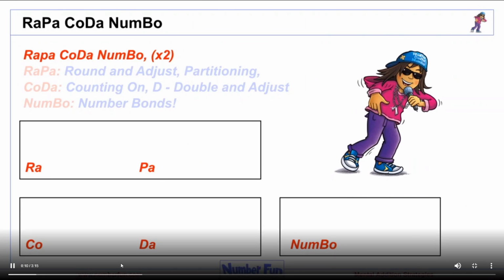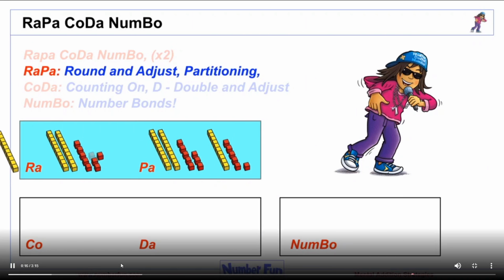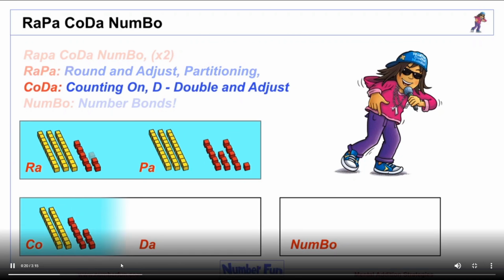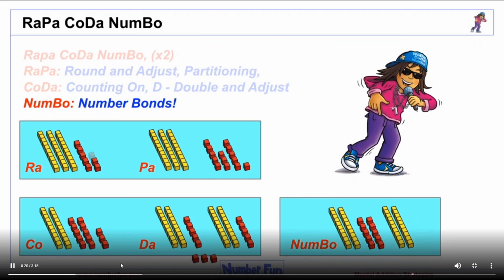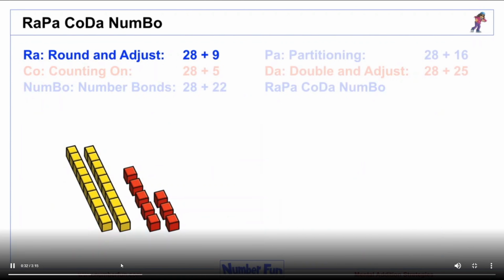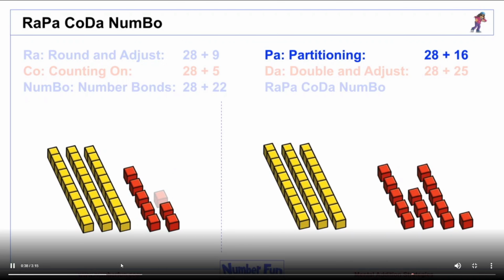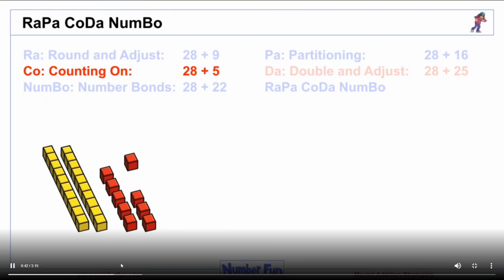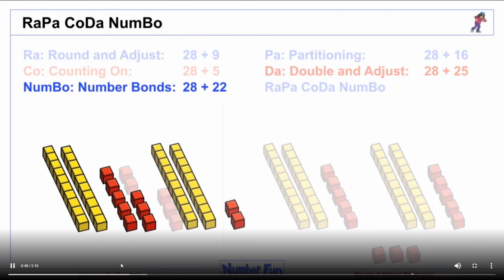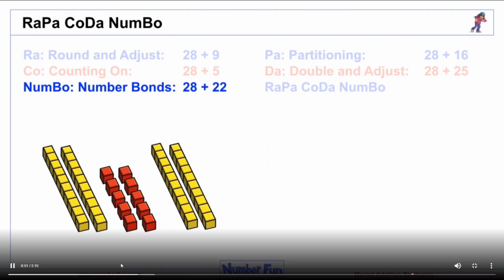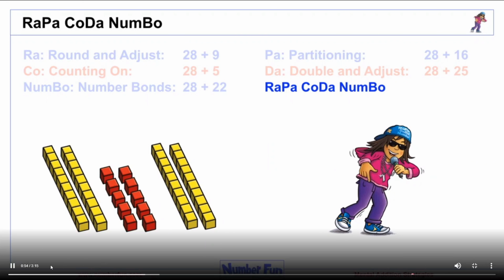RAPA CODA NUMBO. RAPA, round and adjust, partition it, CODA, counting on to double and adjust, NUMBO, number bonds. RA, round and adjust, 28 add 9. PA, partitioning, 28 add 16. CO, counting on, 28 add 5. DA, double and adjust, 28 add 25. NUMBO, number bonds, 28 add 22. RAPA CODA NUMBO.